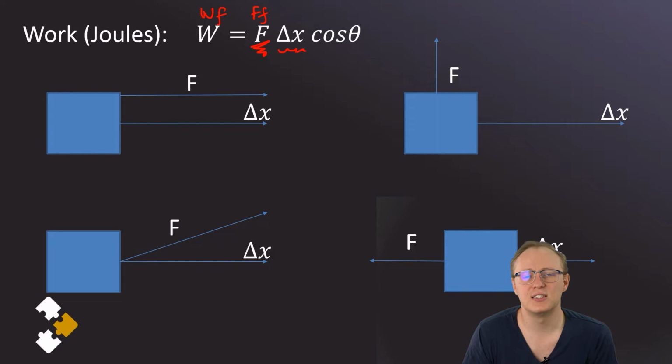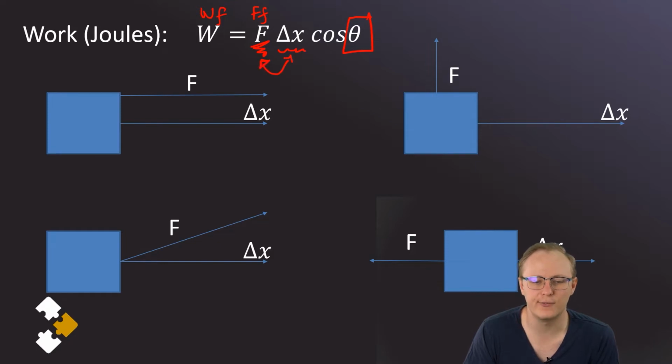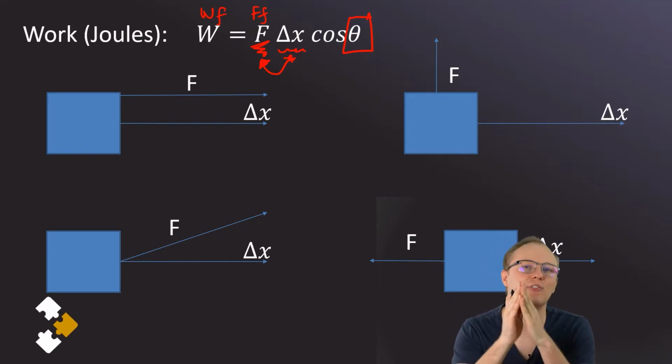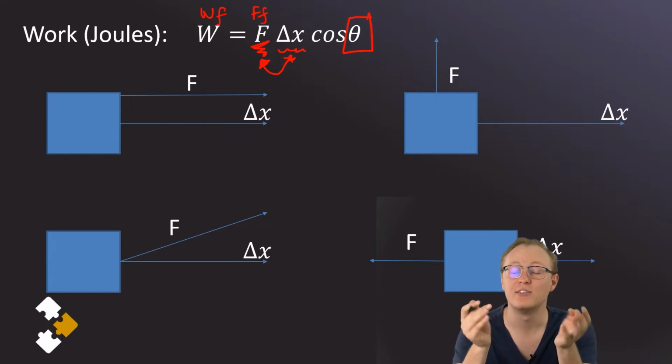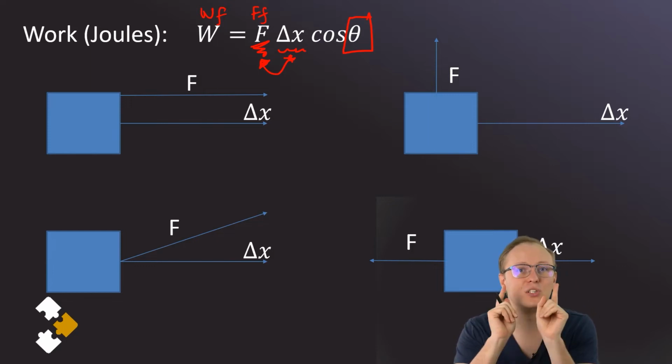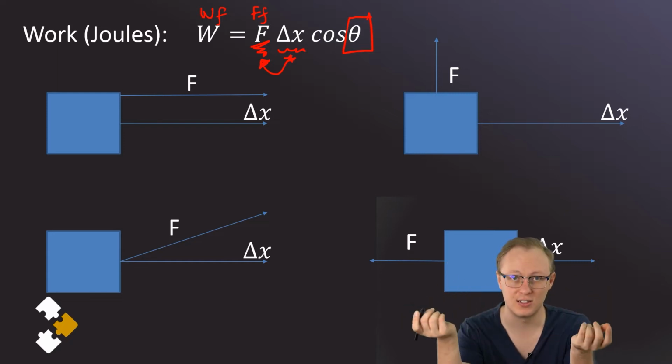This change in x is the displacement of the object, and then very importantly, this theta is the angle between these two vectors, the force and the displacement, right? So don't confuse that theta for the angle of the incline, for example. That's not what we mean by theta. Theta is the angle between the force and the displacement.